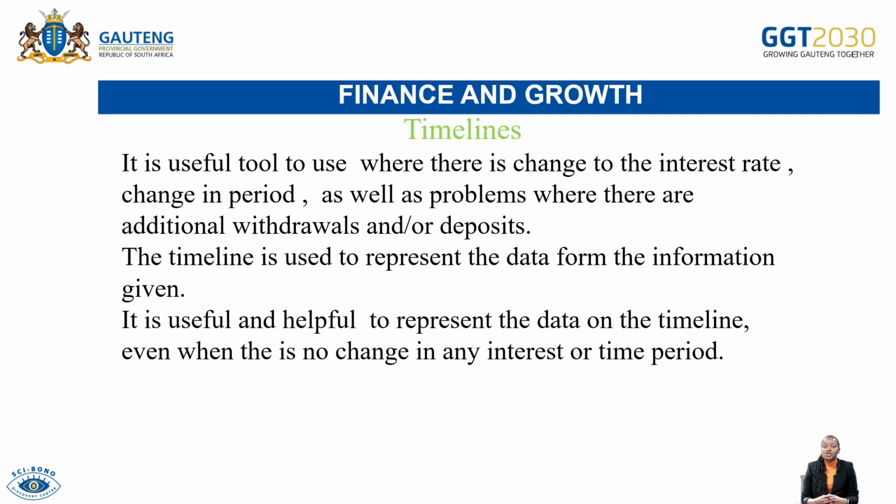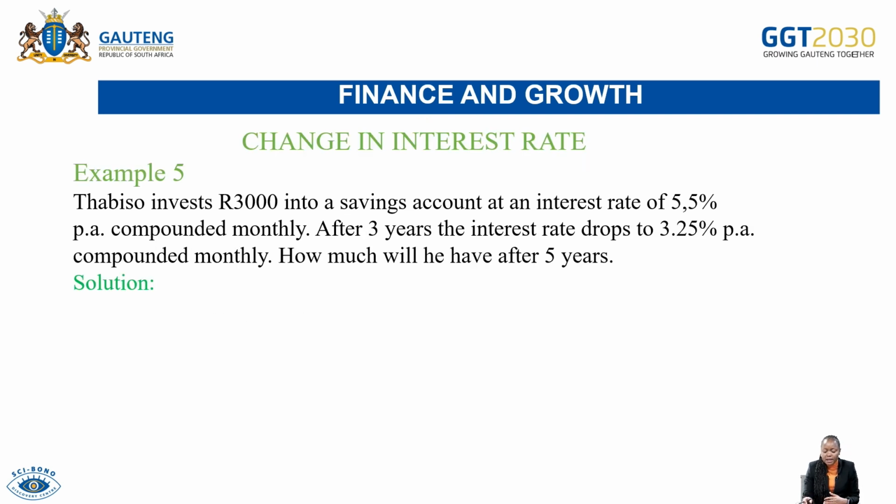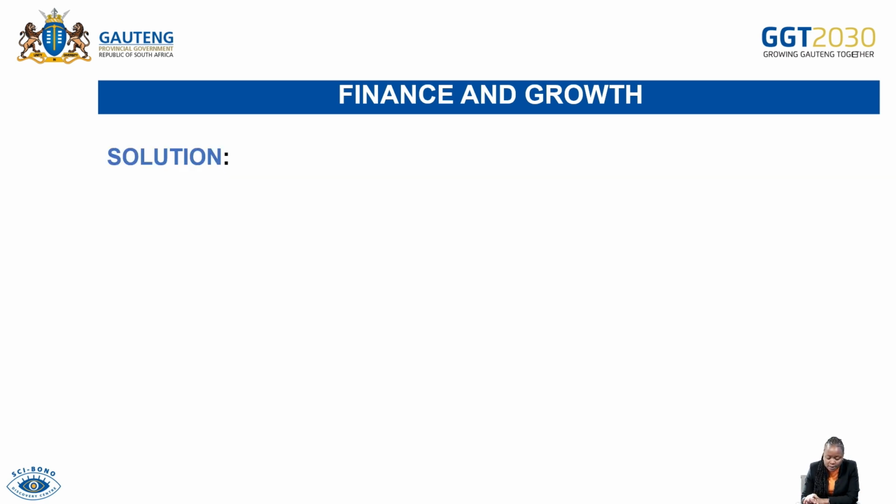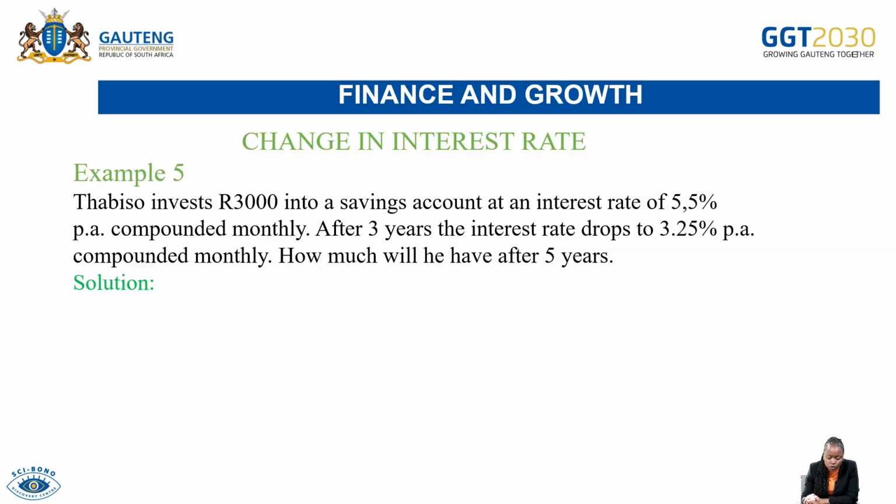So the timeline is used to represent the data from the information given. It is useful and helpful to represent the data on the timeline even when there is no change in any interest or time period. Okay, let's look at the first example whereby there's a change in the interest rate. So I will do example 5, then you will do the second example, right?